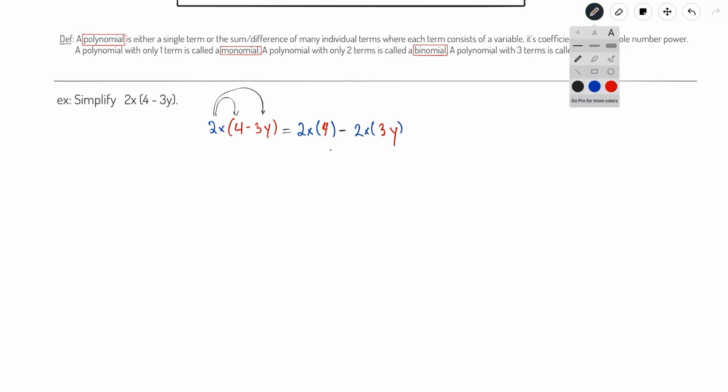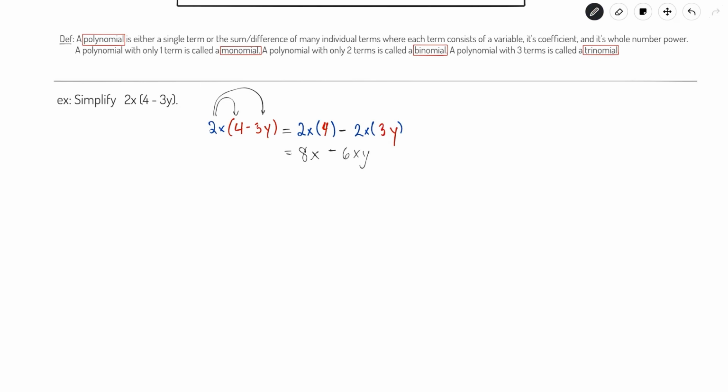So let's continue to simplify. I see first we have 2x times 4. I know 2 times 4 is equal to 8, so 2x times 4 must be equal to 8x. I have my minus sign, which I'll just bring down, and then I have 2x times 3y. I know 2 times 3 is equal to 6, so 2x times 3y must be equal to 6xy. And there we have it, we're done.